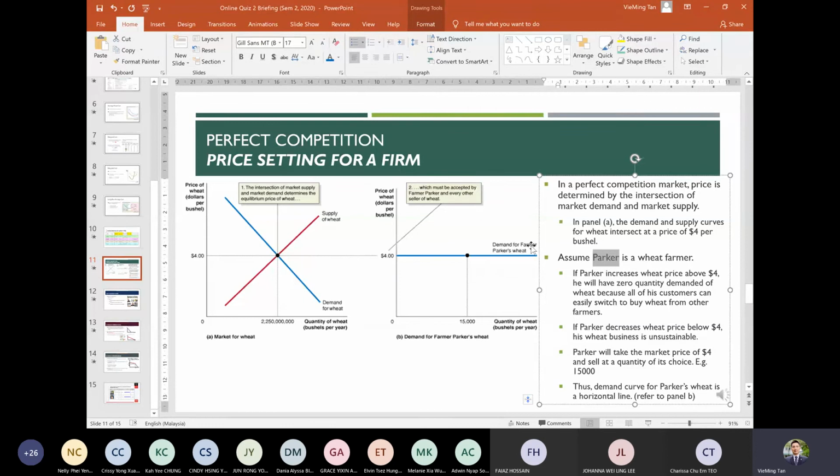So far okay for this part, perfect competition? Any question? This is the market demand curve. This one is the individual firm demand curve.